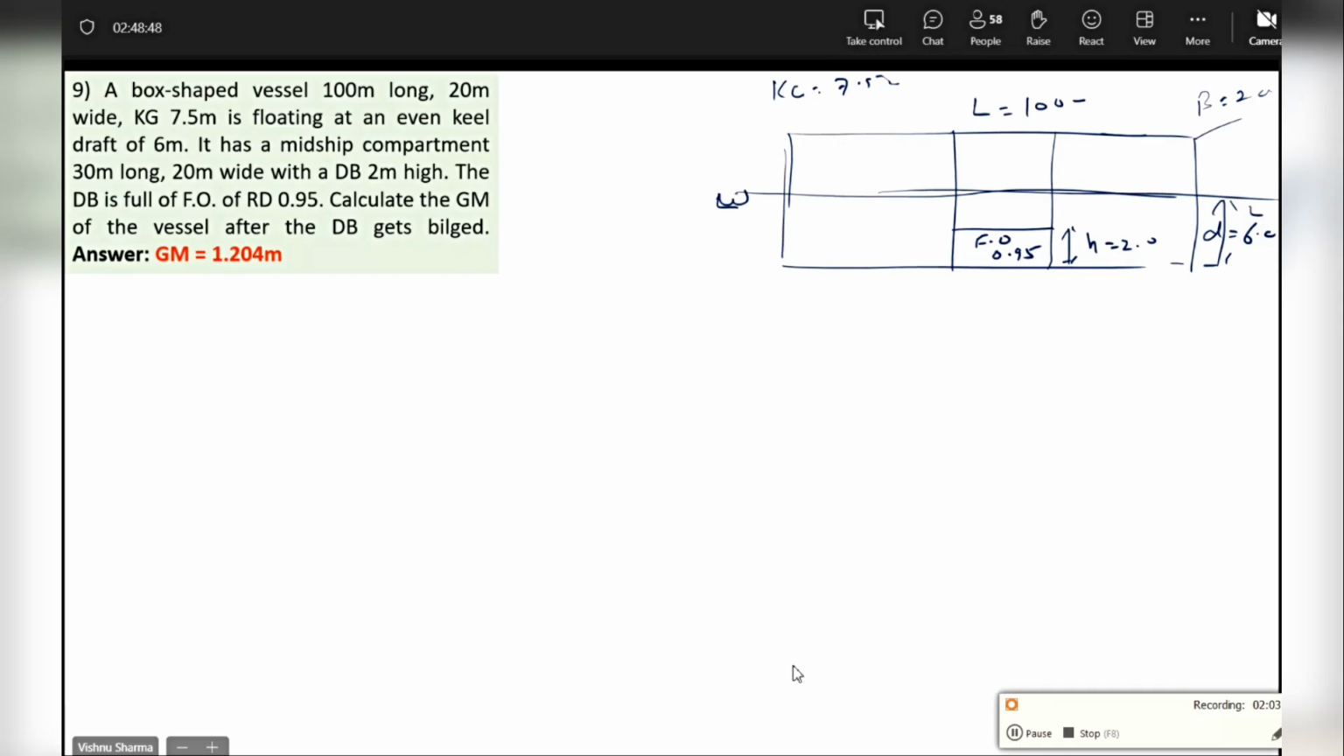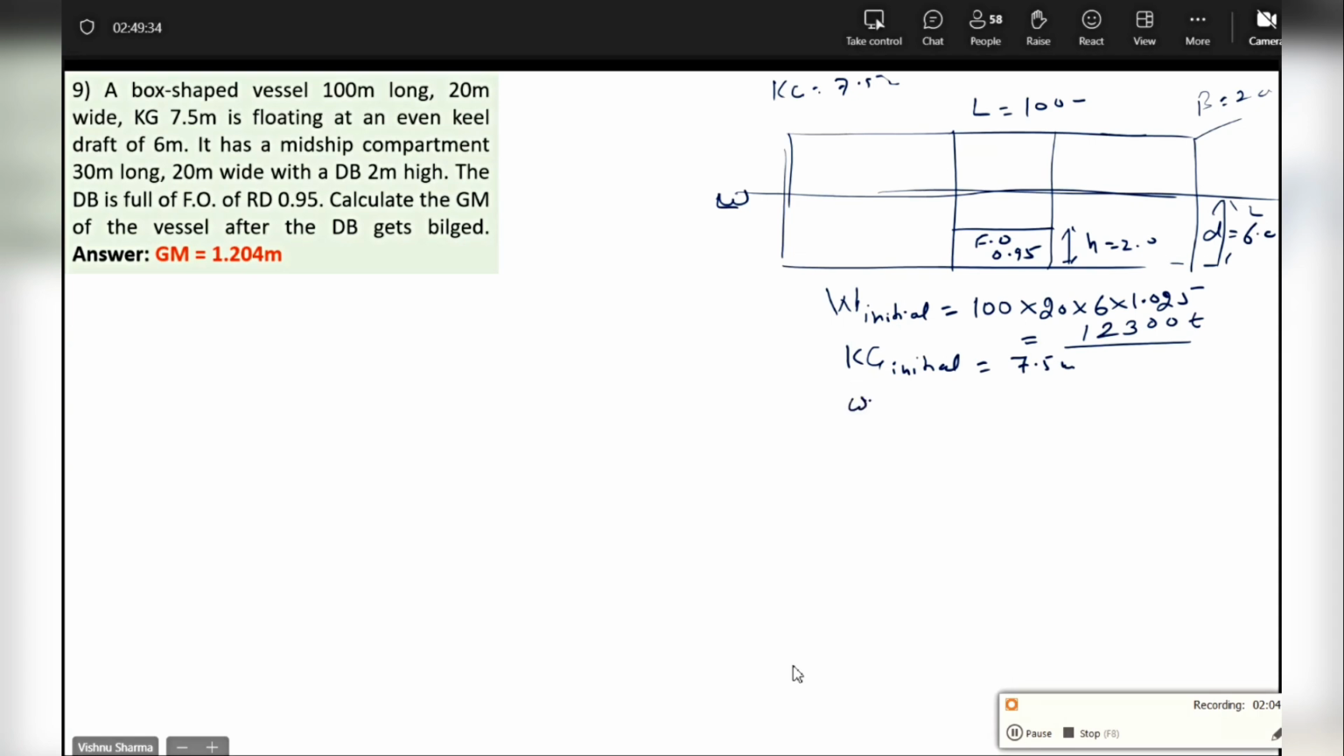Okay. What are we going to do now? See, first let me calculate the displacement of the vessel in the initial condition. Displacement in the initial condition will be length into breadth into draft into density. Can you please calculate and tell me what the displacement is coming to? 12300 tons. Okay. The KG of the vessel in the initial condition is given in the question, 7.5 meters.